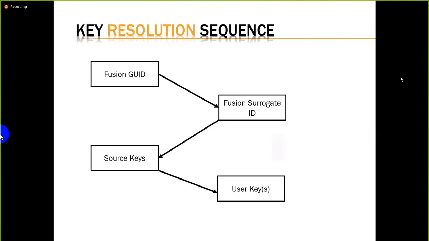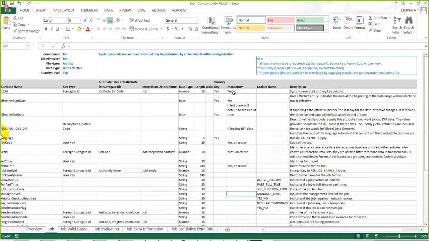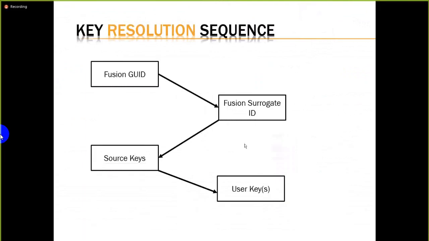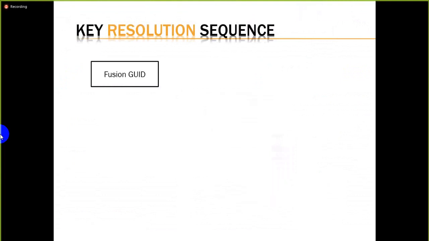Now, Lakshmi, can you come again to this slide once? From the GUID. So if we send all the keys in our file, in the Excel sheet we have all these four keys. If we send all four keys in a file, or we have sent only some keys in our file, first of all, it looks for the GUID. Did you send the GUID in your file? Then it will use the GUID to uniquely identify your record.